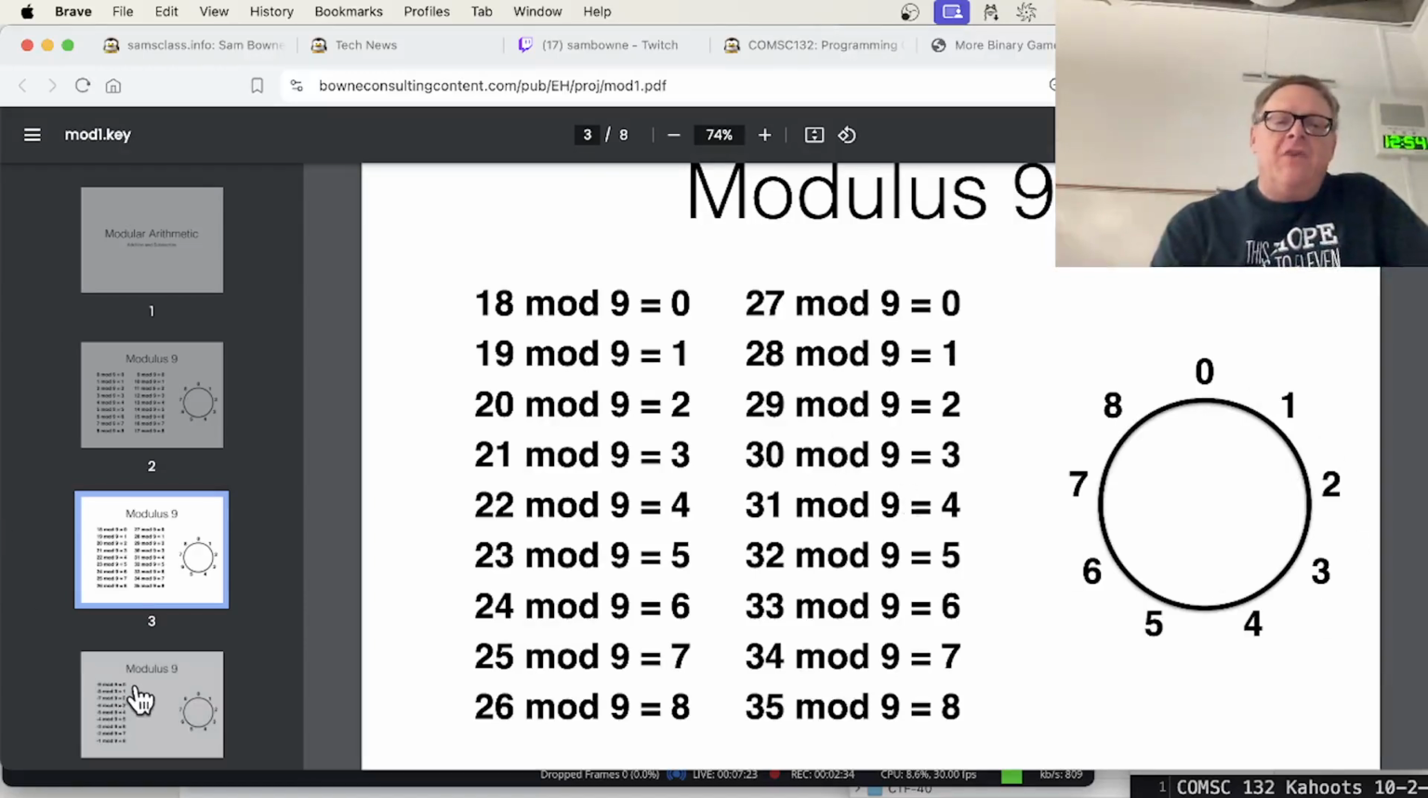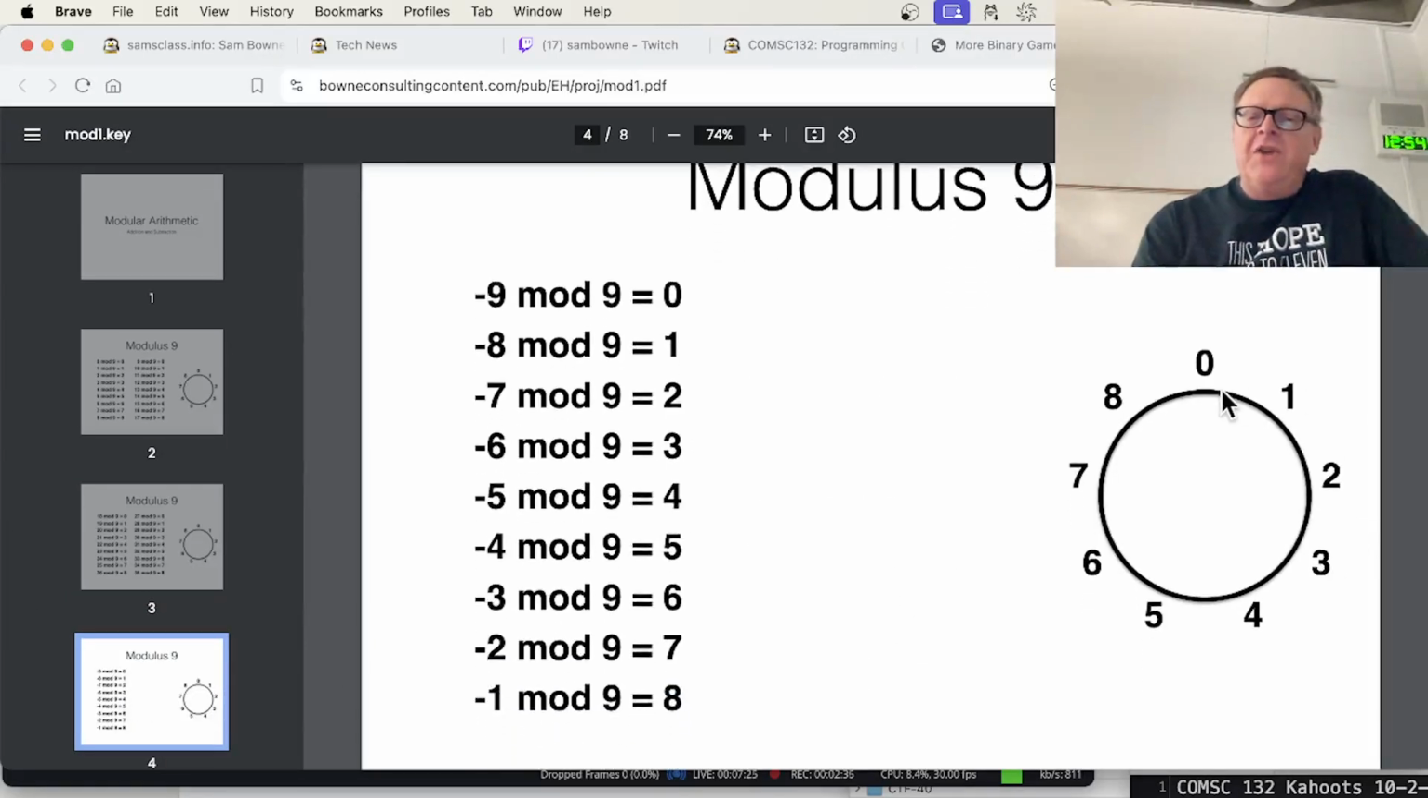And you can have negative numbers too. Just go the other way. So minus 1 is 8, minus 2 is 7, minus 3 is 6. Might seem a little screwy, but it's the same logic. You can go backwards or forwards, but you always stay on the ring. So 0 minus 1 takes you to 8.